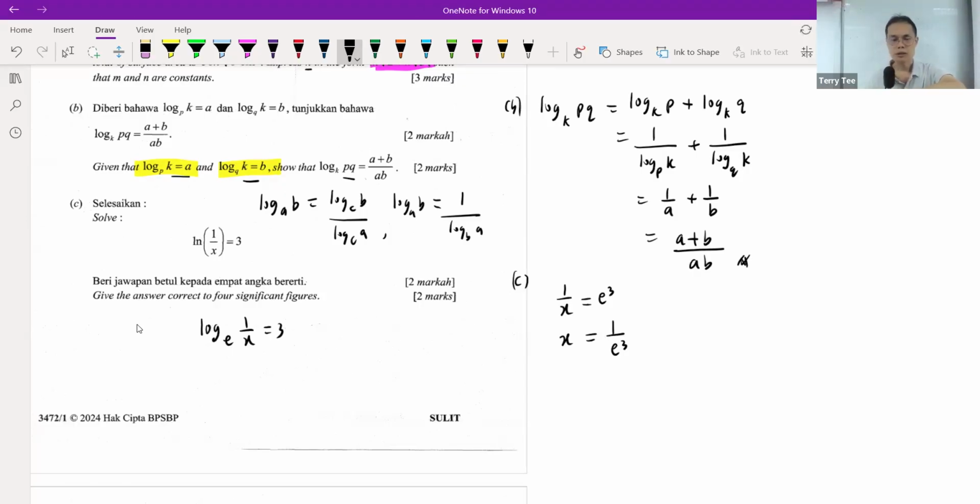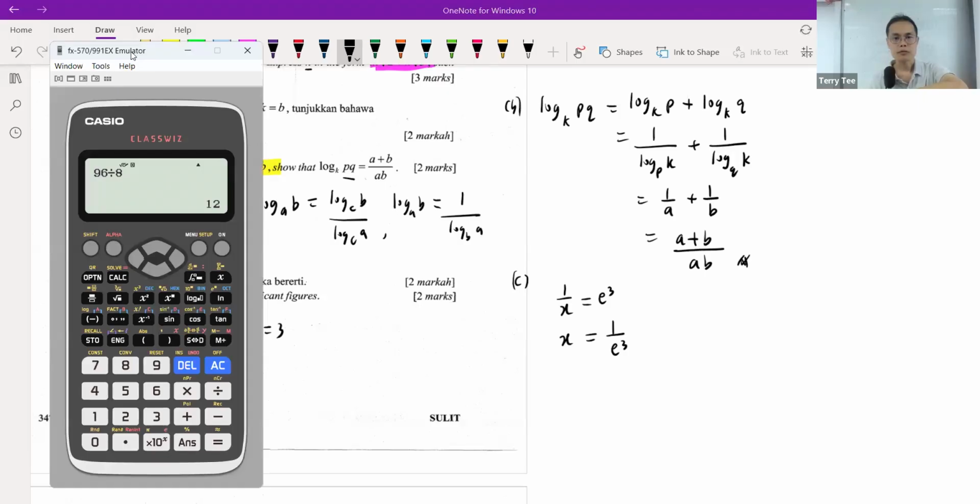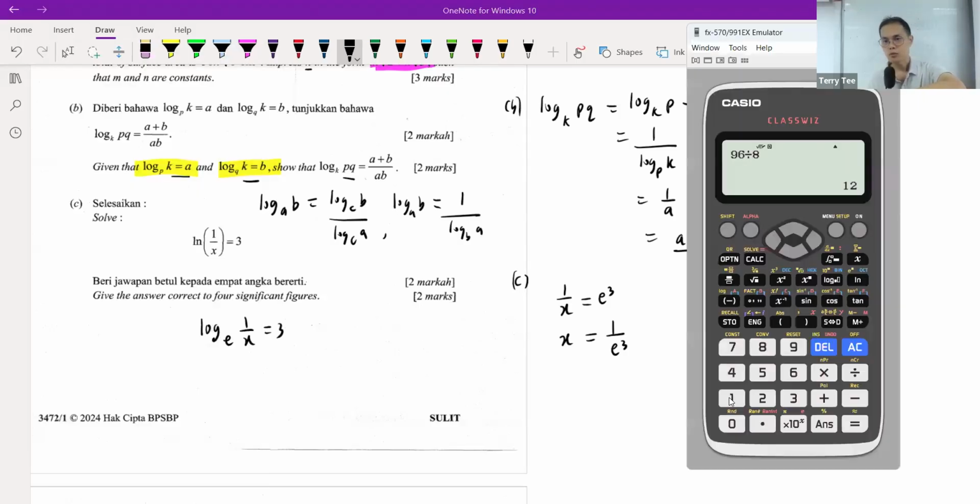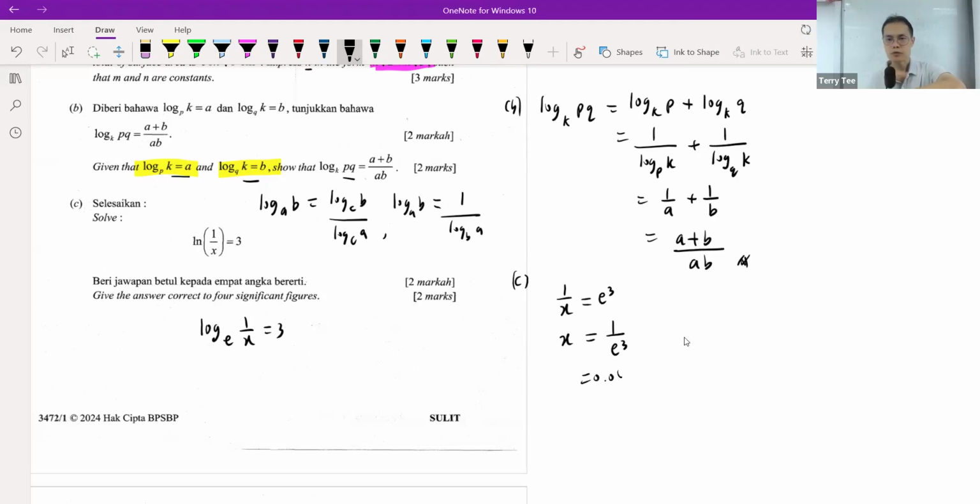So you can use a calculator, because you're supposed to give your answer correct to 4 significant figures. 1 divided by shift ln, that will be e to the power 3. Your answer is 0.04979. Okay.